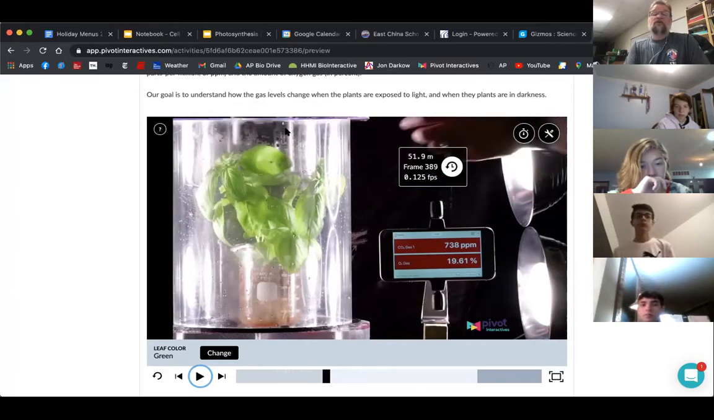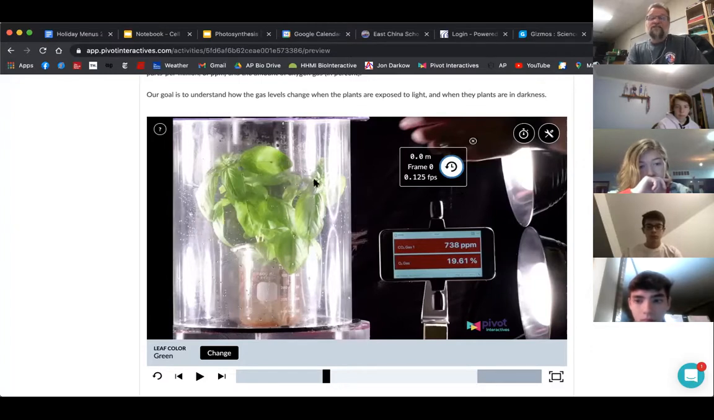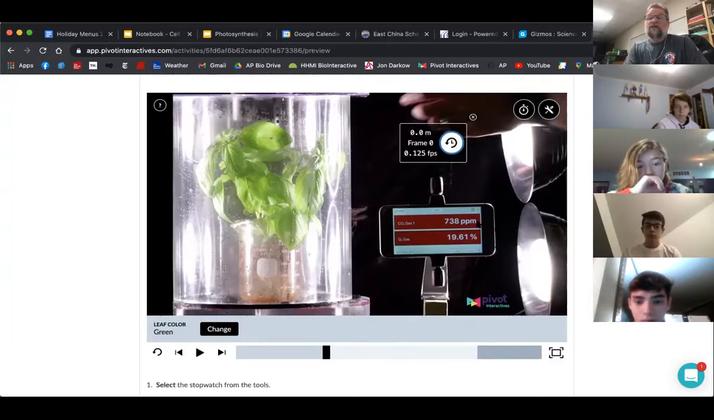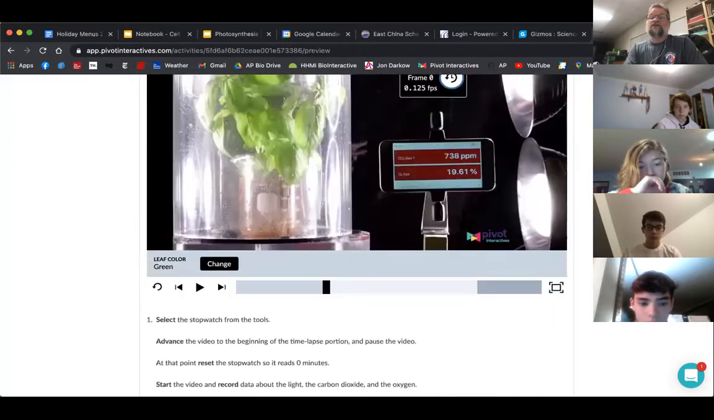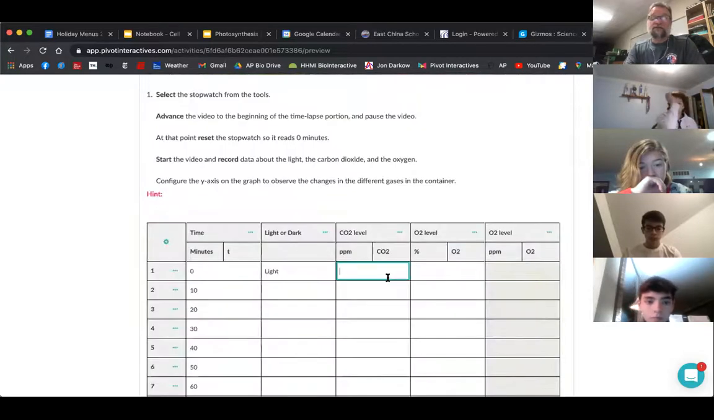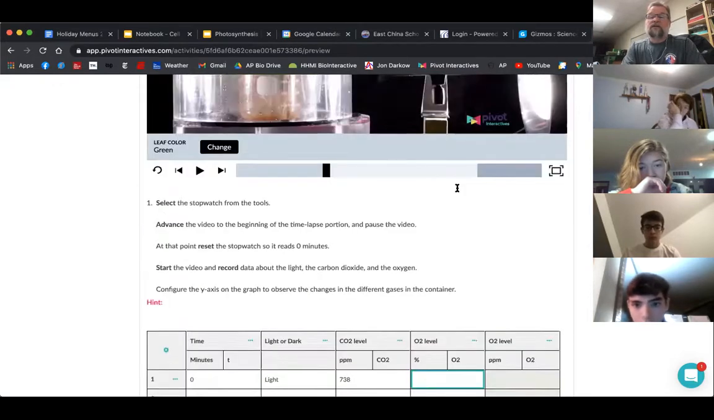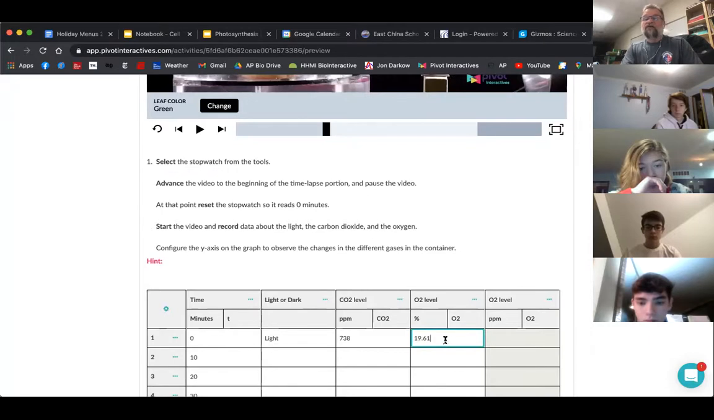You can see here's the two probes. I don't know how well you can see them on your screen, but those are the two probes. And what you want to do at this point is reset the clock to 0. So once the lid is put on, hit the pause button, reset the clock to 0. Here's my initial reading. So that'll be your reading at 0. So down here in the chart, I'm going to put the CO2 levels are 738. And I'm going to put the O2 levels were 19.61. It's going to convert that to parts per million automatically in the last column.